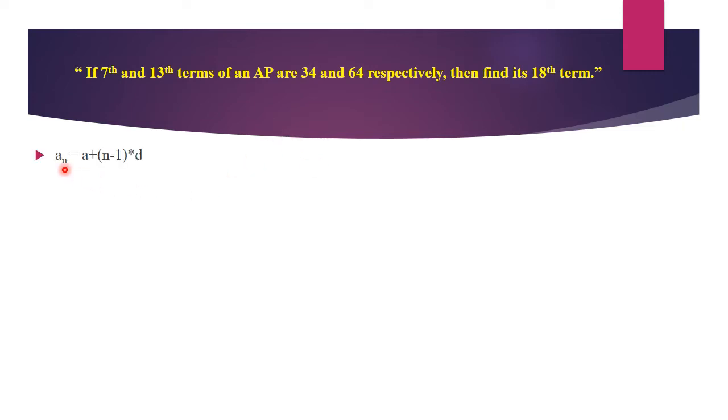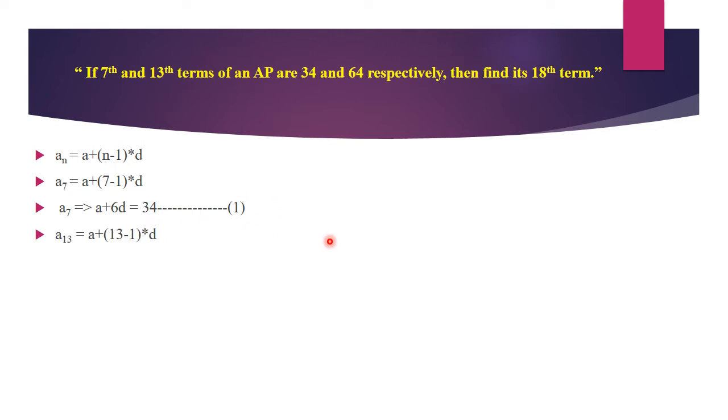We know that the nth term of any AP can be written as a plus (n minus 1) into d. Now the 7th term is given here, which I can write as a7 is equal to a plus (7 minus 1) into d. Therefore a7, that is the 7th term, can also be written as a plus 6d, which is equal to 34 as per the given data. I will represent this as equation number 1.